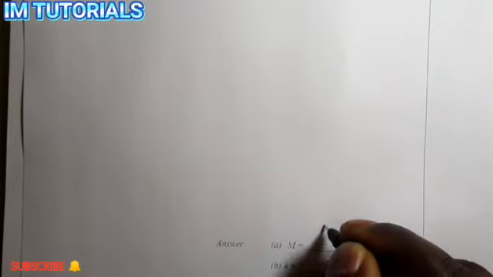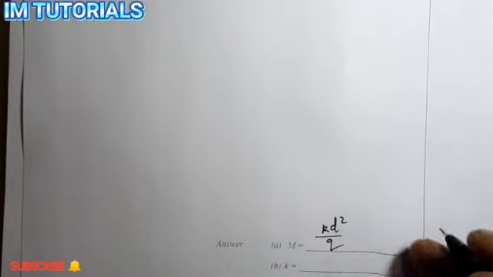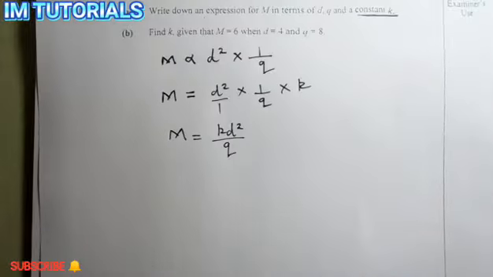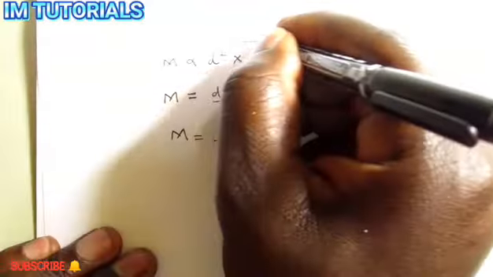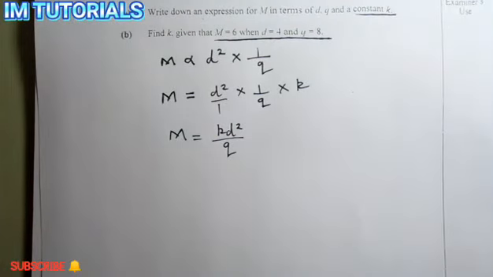M is equal to k d squared over q. Then you get yourself a single mark. Right, we move on to part B. Find k given that m is equal to 6, d is equal to 4, and q is equal to 8. This is a complete set that we are going to substitute in the formula that we wrote in part A.